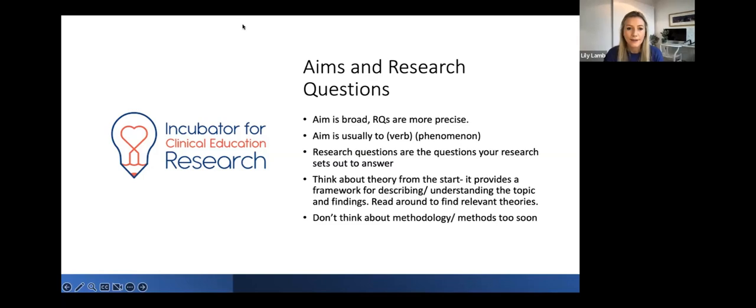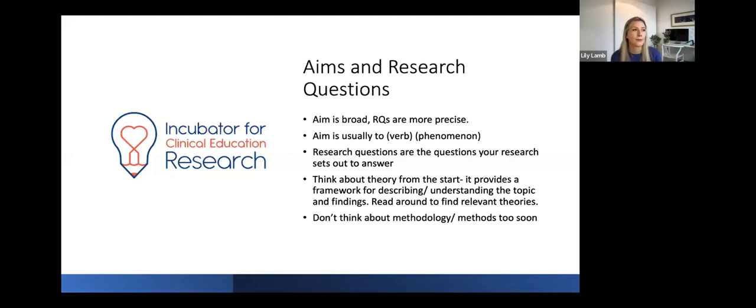Okay, so these points are borrowed from a previous Incubator webinar, which was run by Megan Brown and Brian Burford last year, I think it was. It's called Mastering the Basics, and basically to help you think about aims and research questions. So an aim is typically quite broad, and research questions are more precise. So the aim is usually to verb a phenomenon.